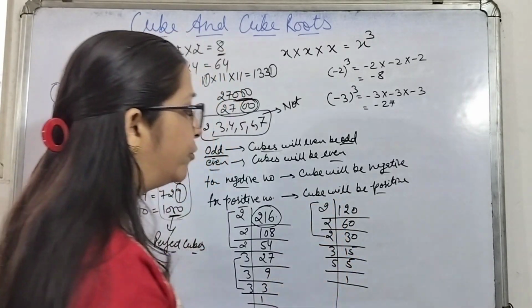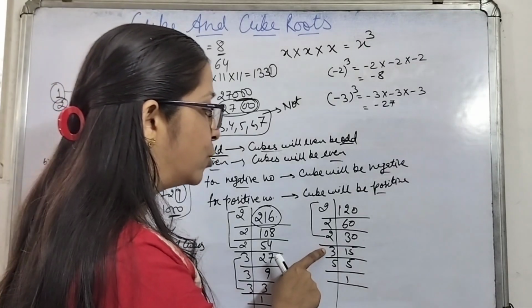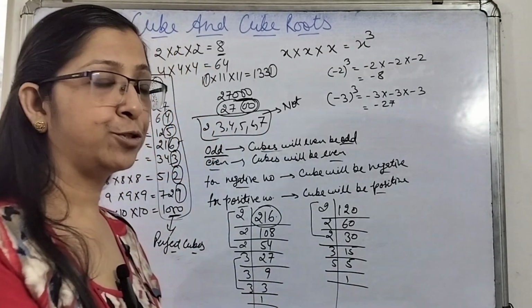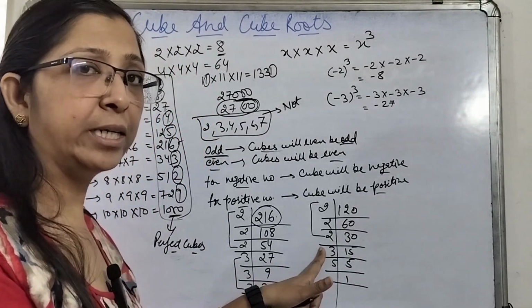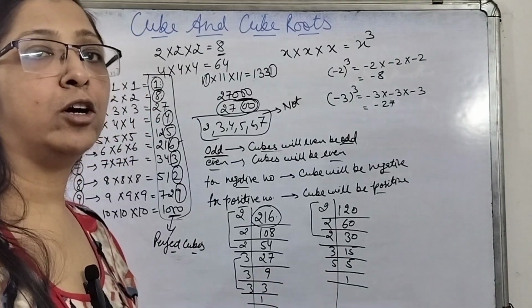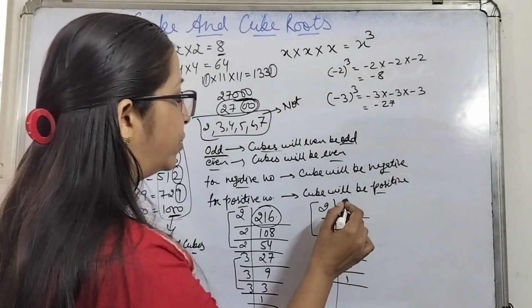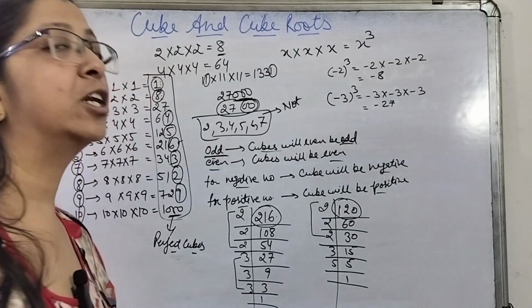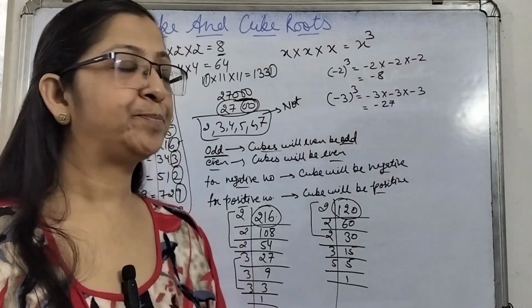2 is in a group of 3, but there is no group of 3 for 3s and 5s. 3 is not in a group of 3, and 5 is not in a group of 3. That's the reason we can say that 120 is not a perfect cube.